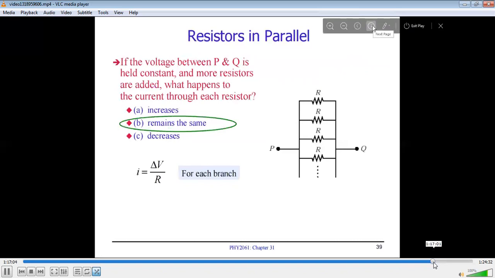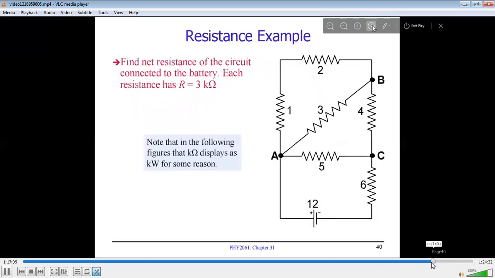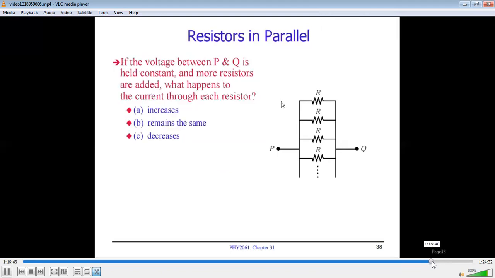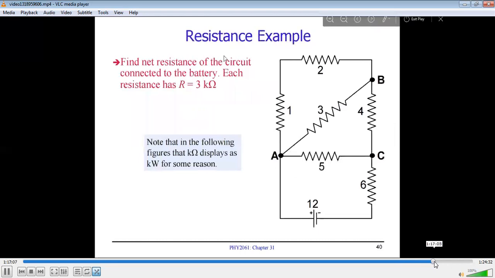Now, if the voltage between P and Q changes in the circuit, how does the total resistance between P and Q change? Actually, it decreases. So just by using the circuit's equivalent resistance, we get this. Now, for resistance, this is a very important example for you.